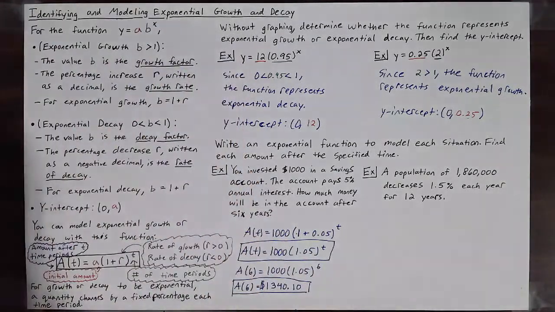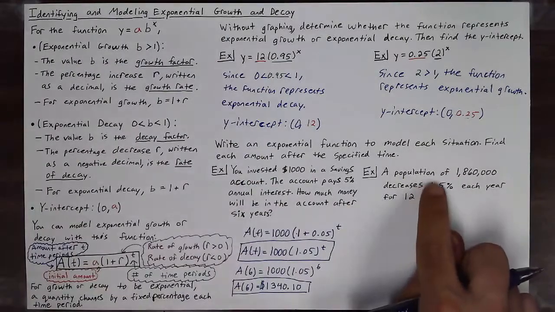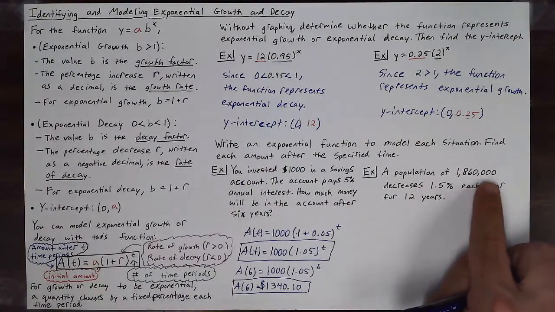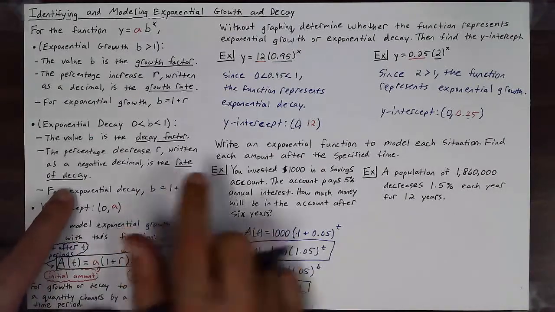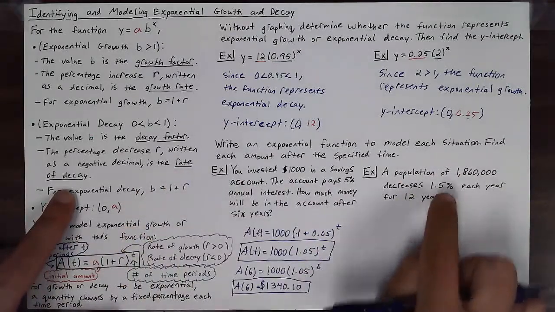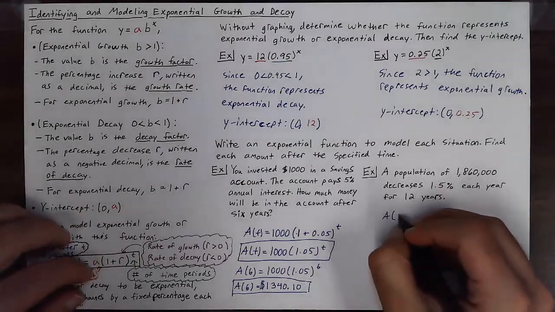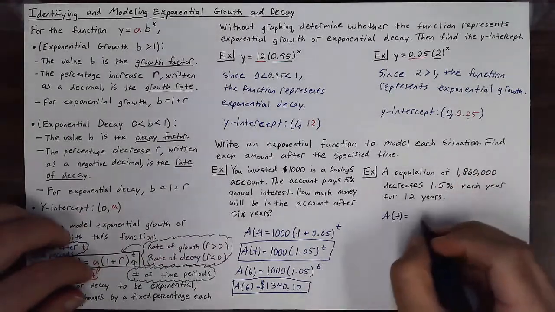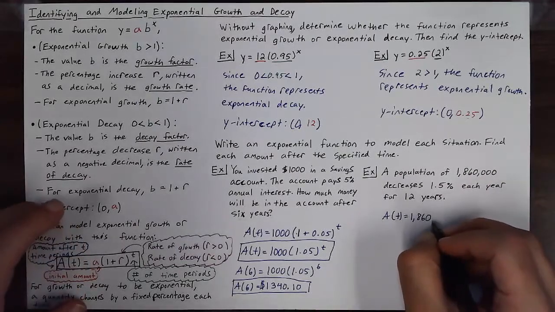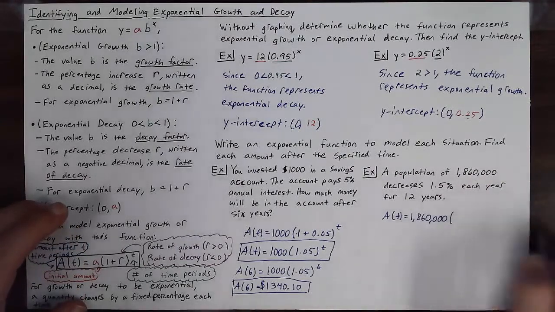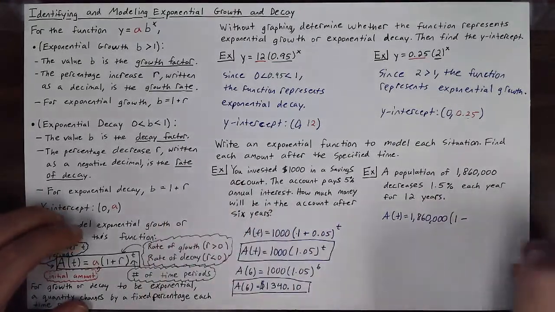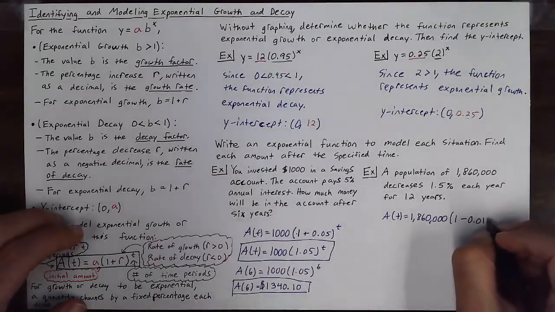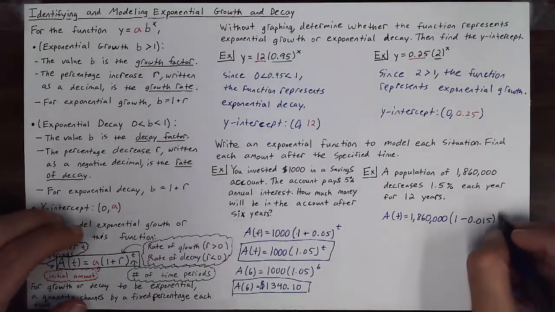Now let's write a model for the next situation. Let's say a population of 1,860,000 decreases by 1.5% each year for 12 years. So we should be decaying. So this will be a rate of decay. So we wouldn't use a positive value for this rate. But when I write the function, I'll have a of t is equal to your initial amount, which is 1,860,000, times 1 minus our rate of decay, because you do plus a negative, because I'm decreasing. That's 0.015 for 1.5% to the t.